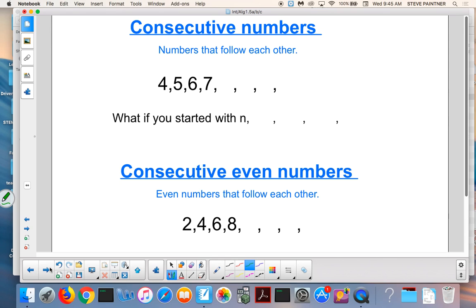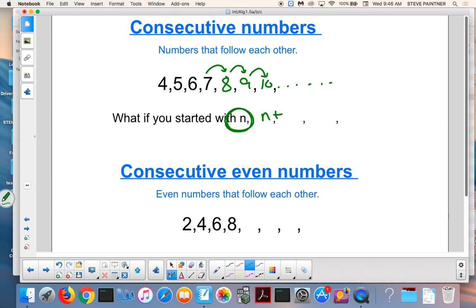Okay. This last slide is just to teach you something about if this comes up. What if they say consecutive numbers? Now, consecutive numbers would be numbers that follow each other, like 4, 5, 6, 7, 8, 9, 10, blah, blah, blah. Look, how much bigger do we get every time? One. Just one. So if you start with this number, what's the next consecutive number? It's that number, one bigger.